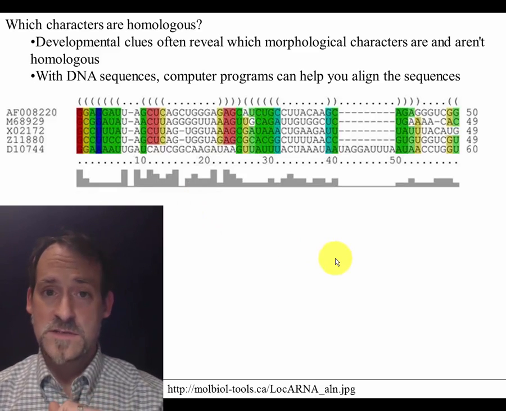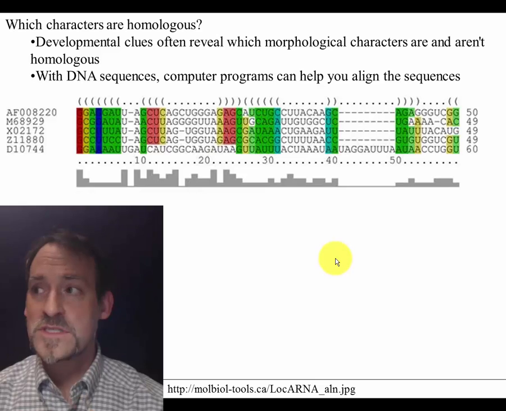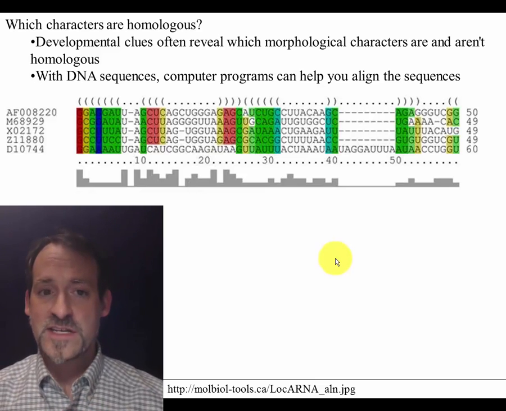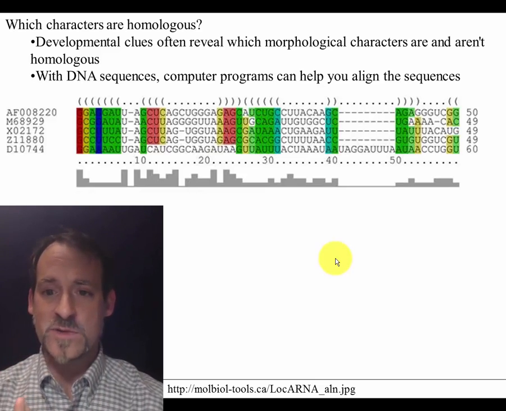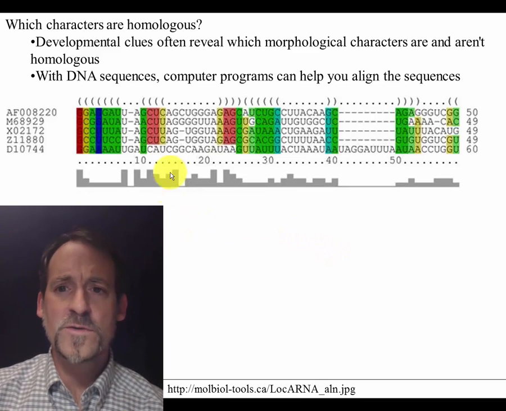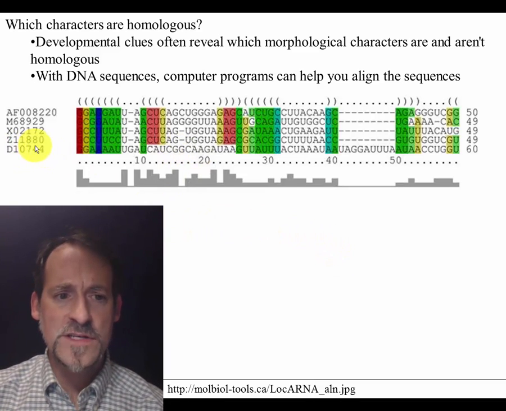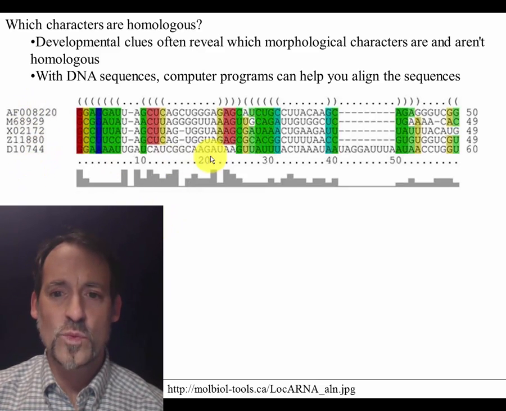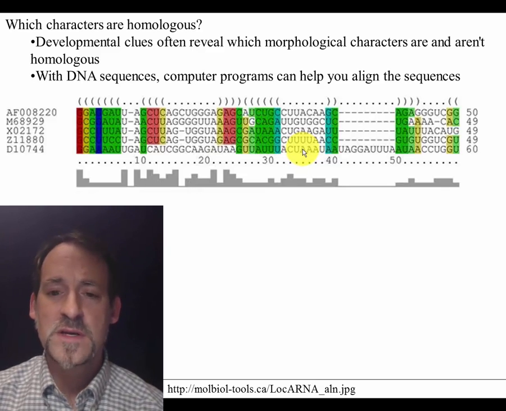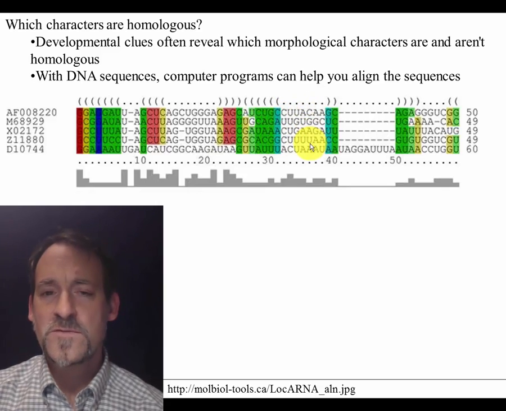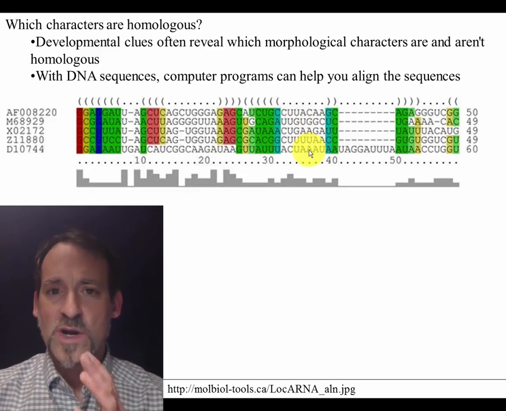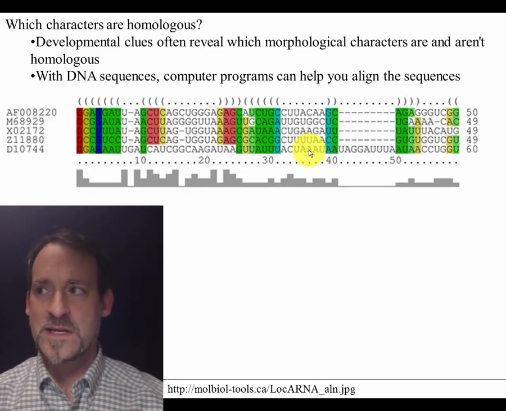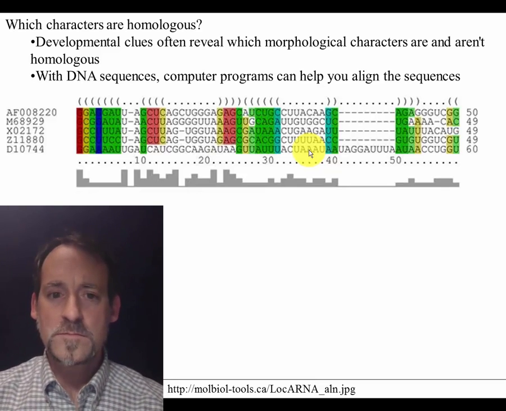In some cases, you can tell which traits are homologous in a genetic sequence by aligning the sequences. So for example, if you have this lowest sequence here, which is actually an RNA sequence, and you're trying to decide which of these bases is homologous with which in these sequences, you can feed them into a computer program and it'll basically try to line them up in the way that makes the most sense.